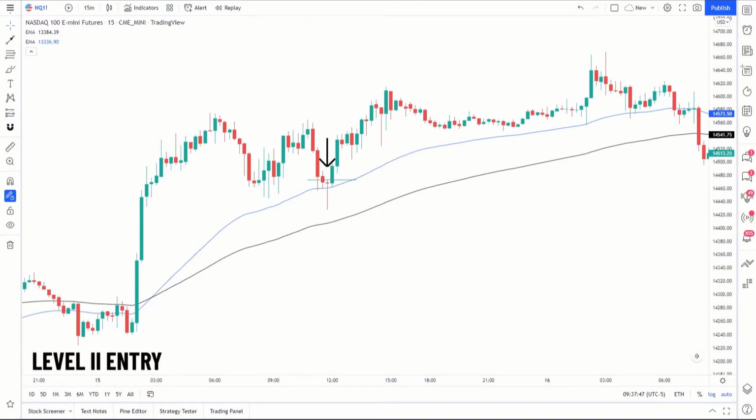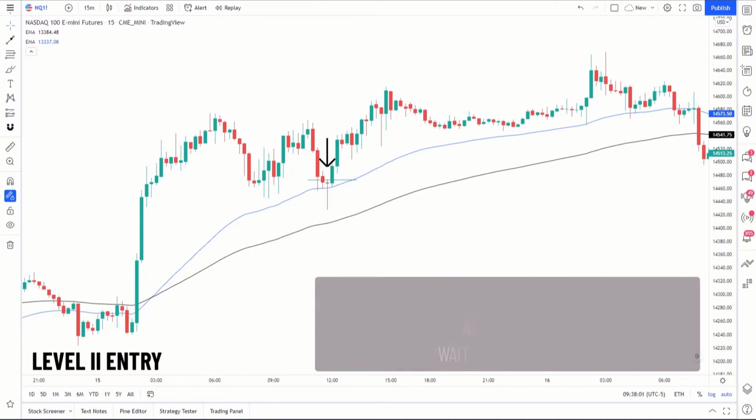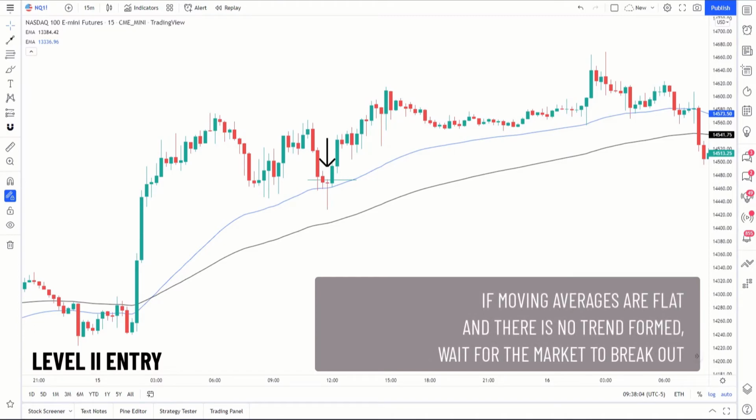For the level 2 entry, we keep the same criteria in mind in terms of needing the price to move above the moving averages for a certain period of time in order to create a divergence between both of them. We also want to try and look for the moving averages to be angled in a certain direction. If we see that the moving averages are flat, we may want to wait for a breakout or some sort of trend before we start looking to take these signals.